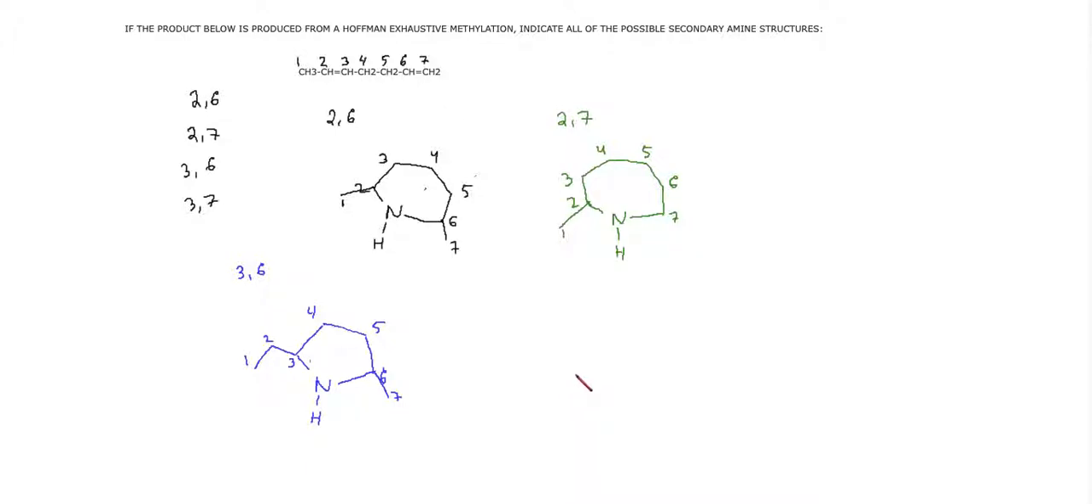Okay, 3,7. I'm going to draw my nitrogen. 3, 4, 5, 6, 7, and I'm going to finish my ring. Okay, and I have 2 carbons missing. 3 is connected to carbon number 2 and 1, and I'm going to give my nitrogen another hydrogen. And that is an easy and simple way of how to predict Hoffman exhaustive methylation reactants when the product is given.